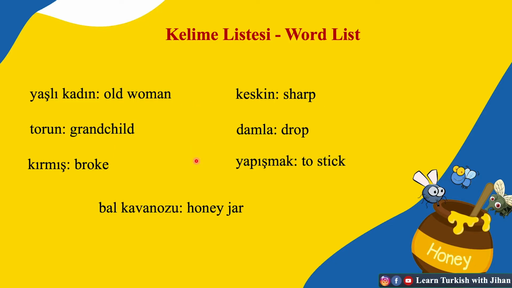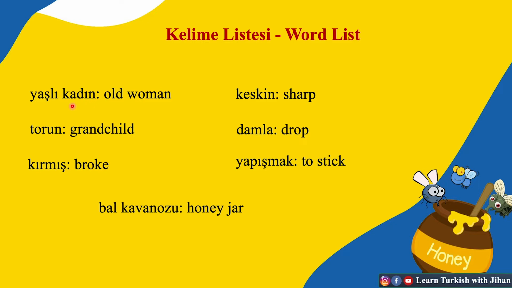As before, we will start with the word list, which is kelime listesi. Kelime is word, listesi, the list. So kelime listesi, word list. These are some of the words that passed by in the story. Let's look at their meaning and then we start with the story.